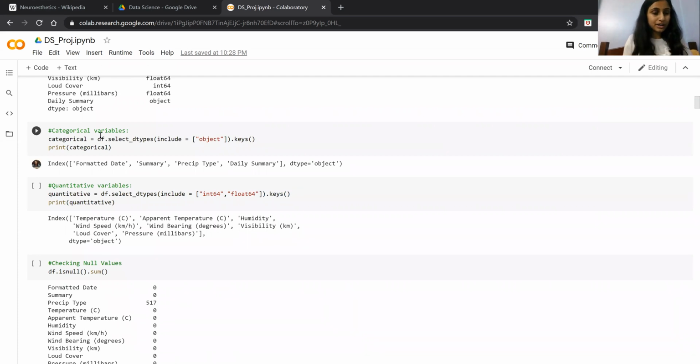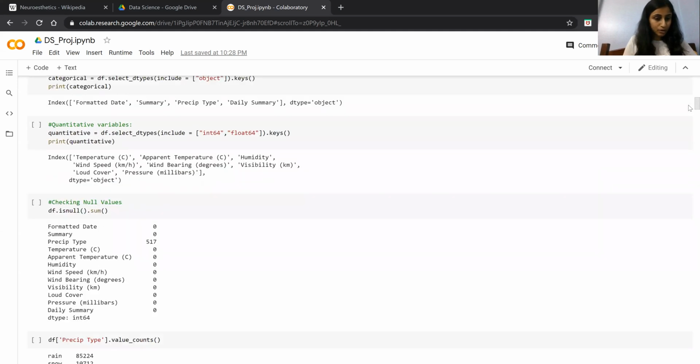Next, moving on, we've printed the categorical variables and the quantitative variables. Our categorical variables printed being formatted date, summary, precipitation type. Quantitative variables, as you can see, temperature, apparent temperature, humidity, till pressure.